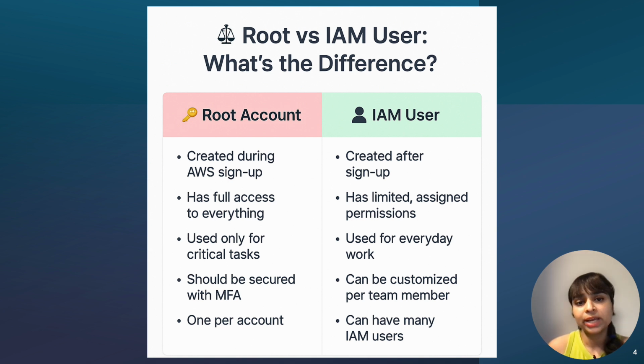Let me give you a quick analogy. Think of AWS like a research lab. The root account, which we created in our previous slide, is the principal investigator. They set up the lab, get the funding, and can do everything. But do you really want the PI to be opening every reagent bottle, cleaning every pipette, or manually labeling tubes?